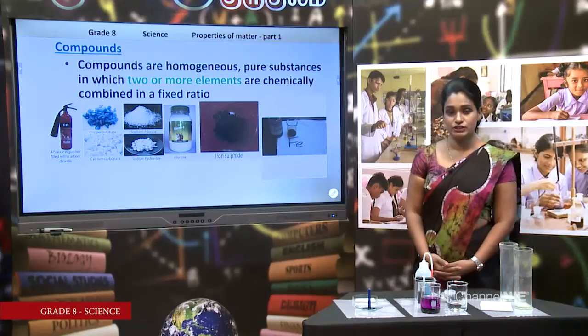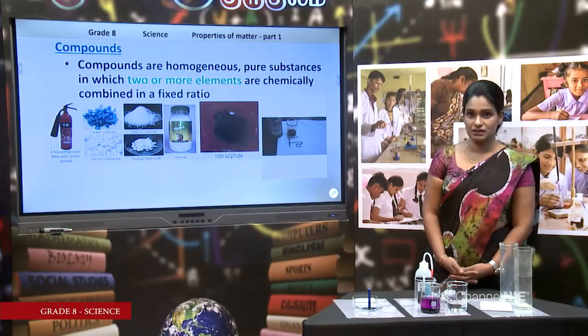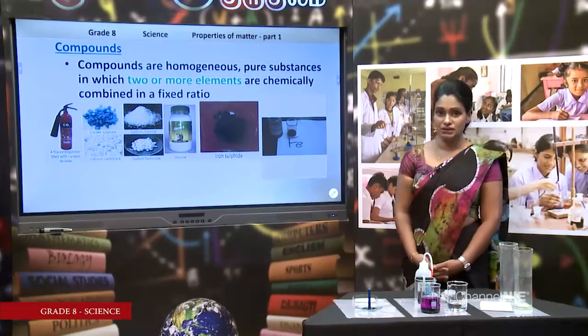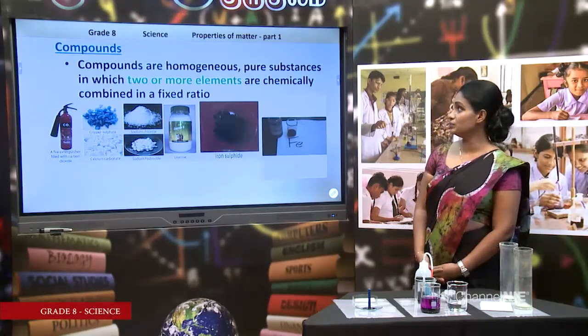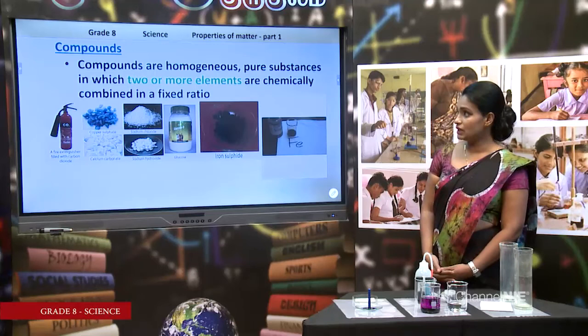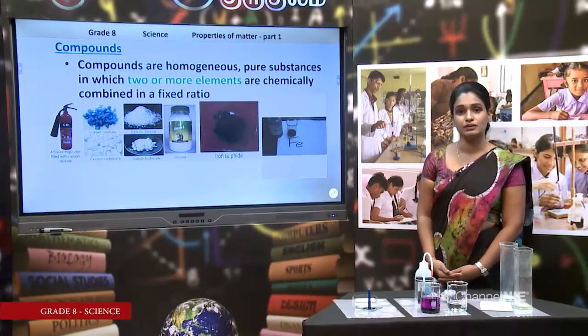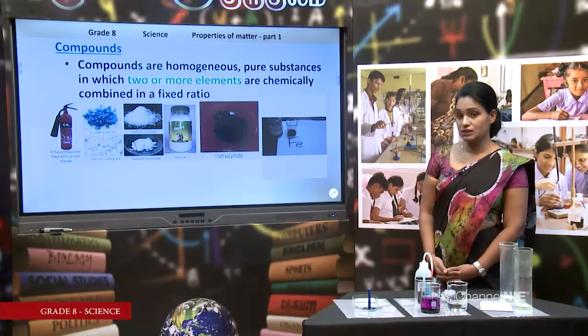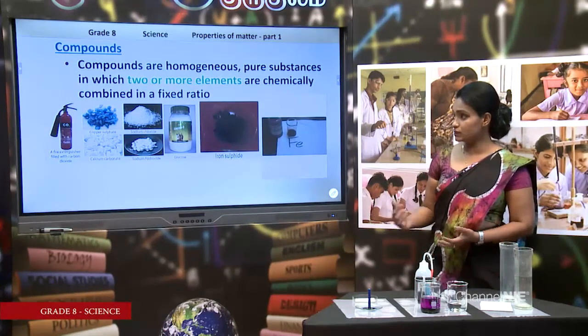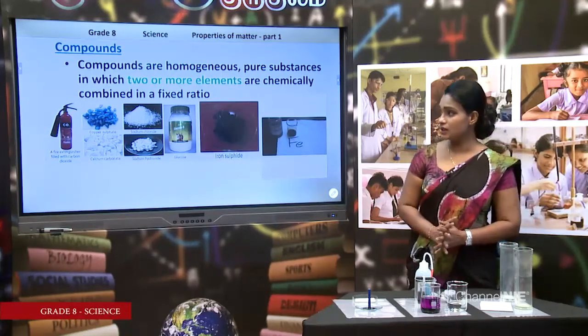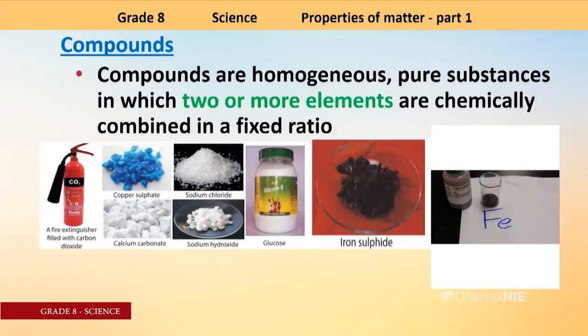Okay. Let us talk about the compounds next. Do you know compounds are homogeneous and pure substances, right? There may be 2 or more elements within a compound. You have been given several examples. This is from your textbook. You can see carbon dioxide, copper sulfate, sodium chloride, then calcium carbonate, sodium hydroxide, glucose, iron sulfide.